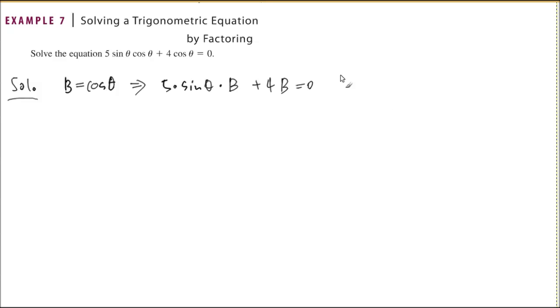Then we factor out b. Let's see if we can fill this out. What happens if you factor out b from the first term? 5 sine theta. Is that okay? How about the second term? 4 equals 0. Okay? So this is not a quadratic equation or anything, but it is the important idea when you're solving an equation. Product equals 0, right? Then either one of the factors must be 0.